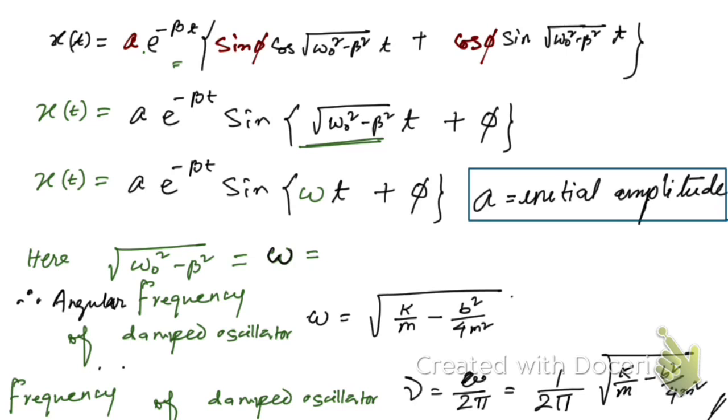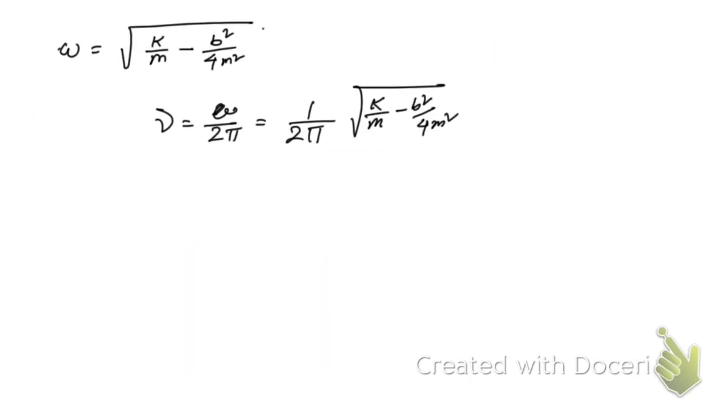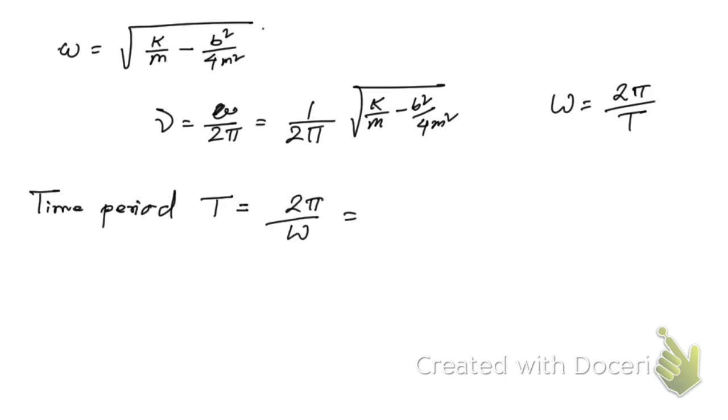And if you need to find the time period, let me take a new slide. Let me copy this expression we have got. Time period T: we know that omega is equal to 2 pi by capital T, so T will be equal to 2 pi by omega, and omega is equal to this. So let me copy this expression and write here. So this is the time period.